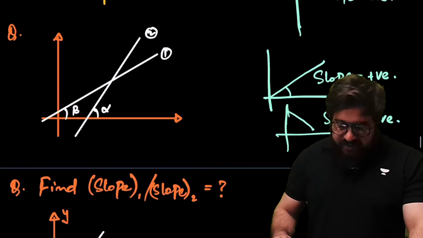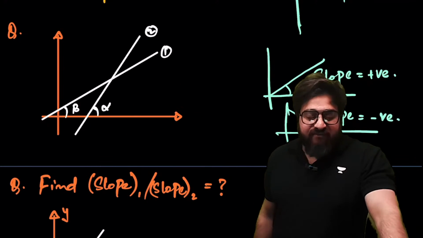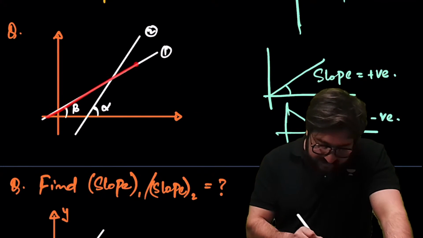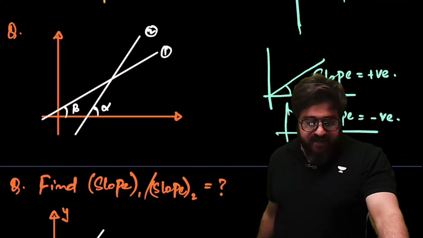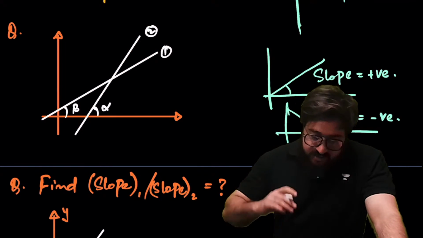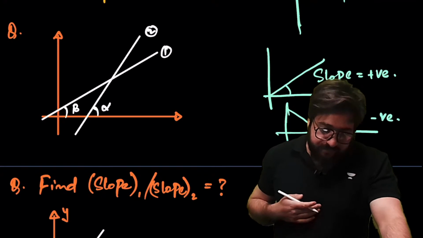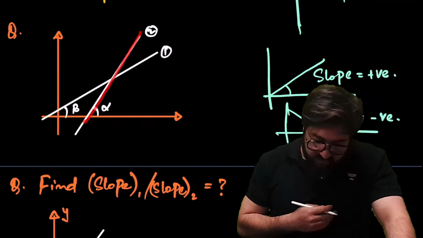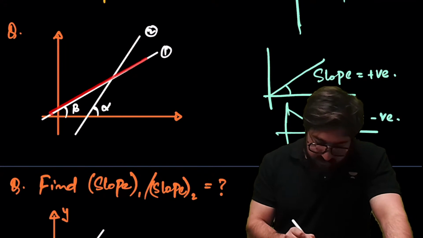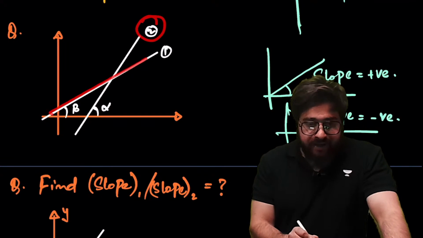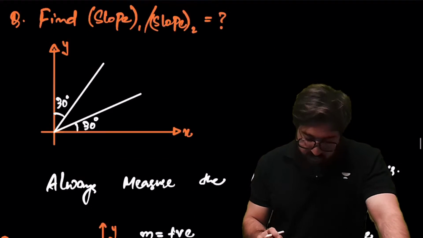Okay. Can you tell me the answer of this question? Which has more slope, this line or this line? Second or first? Sir, the one which has more angle will have more slope. In this case, this has more angle as compared to this. So line 2 has more slope as compared to line 1.